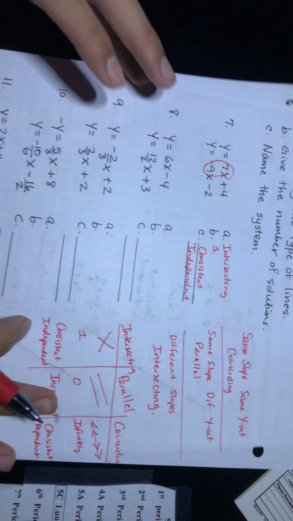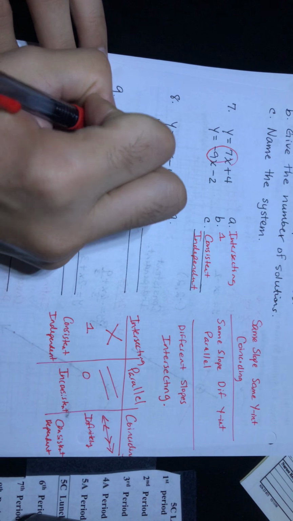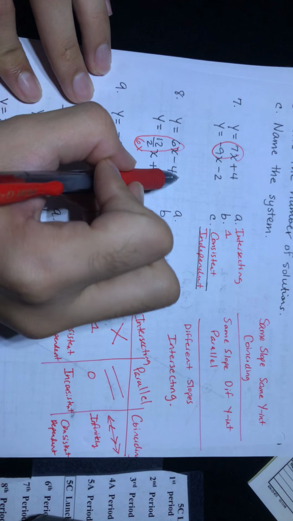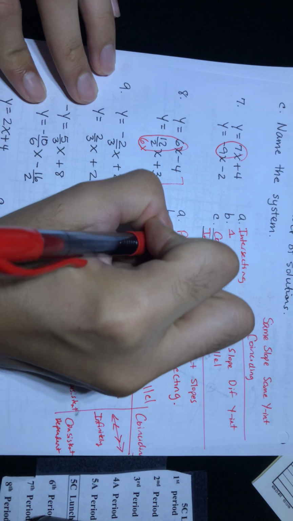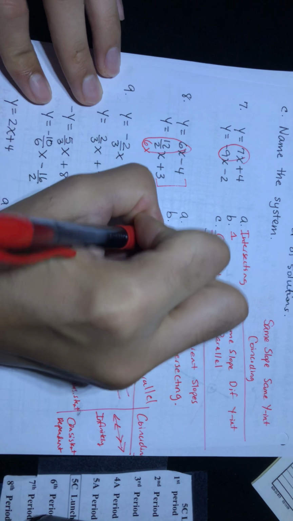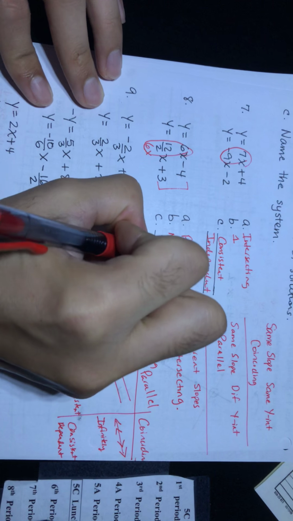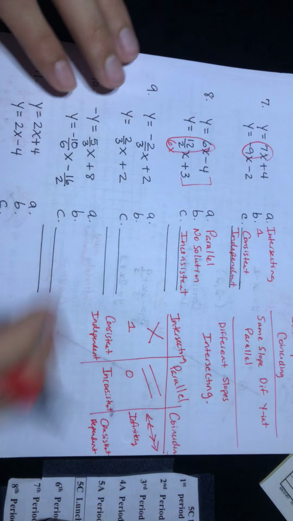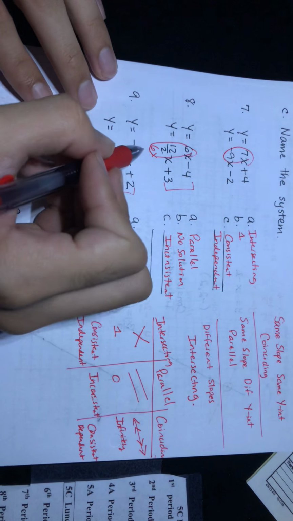This one is tricky because it looks like the slopes are different, but this is 6, and 12 divided by 2 is still 6x. So here they have the same slope, but different y-intercept. So it's like this. So these lines are parallel, no solution, and the system is inconsistent. Here, this has the same y-intercept, but to be honest with you, it doesn't matter in anything. It's all about the slopes.